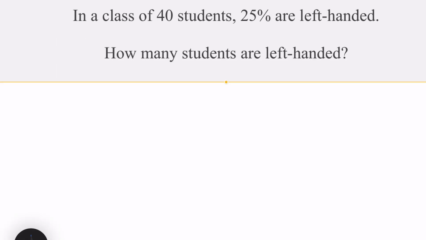Okay, so moving on to the last question. This is an exam style question. So for this question we have, in a class of 40 students, 25% are left-handed. How many students are left-handed?